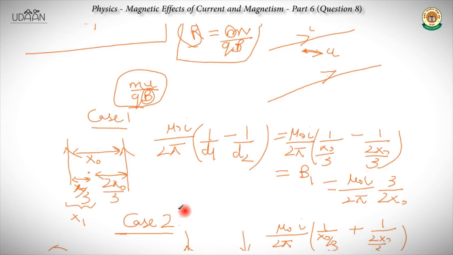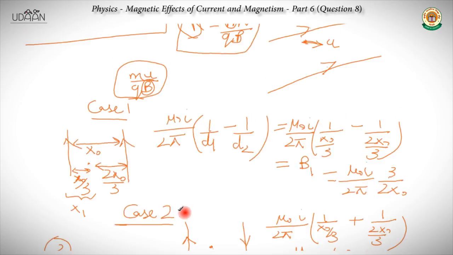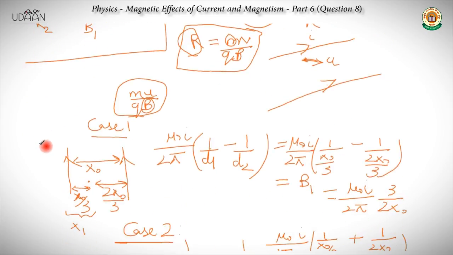So we have B1 from that, and in the second case we have currents flowing in the opposite direction, and with this we find the magnetic fields add up, as they are in the same direction, so we get B2. Then we derive an important relation where we find that R, the radius of curvature of the path in a magnetic field, is inversely proportional to the magnetic field. So we get R1 by R2 is equal to B2 by B1, and since we have already derived the values of B1 and B2, we apply this and get the ratio of R1 by R2, which comes out to be 3.